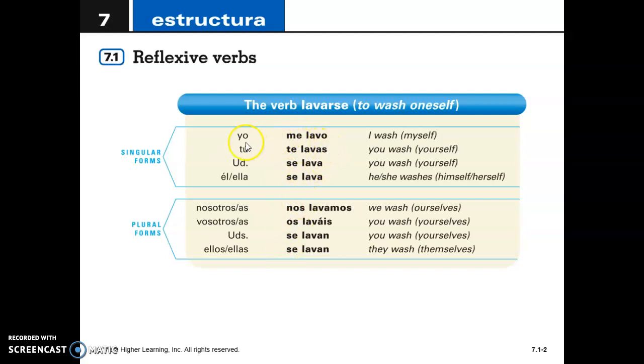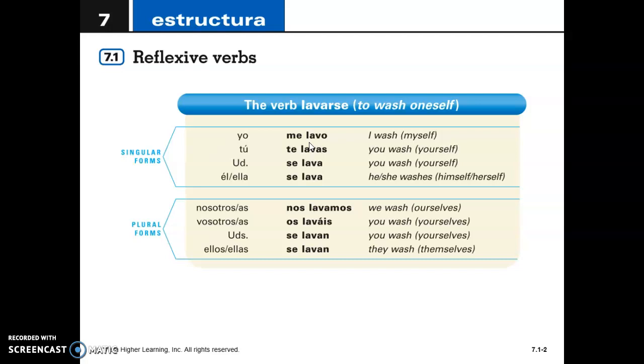So in this case, I'm saying yo me lavo, so it's not going to be only yo lavo. Yo lavo means I wash. If I say yo me lavo, then I wash my hands, or I wash my face, or I wash my own hair. It is different that I say I wash the car, like I previously said, or I wash my sister's hair, or I wash my baby's hands, okay? So that is going to be totally different.